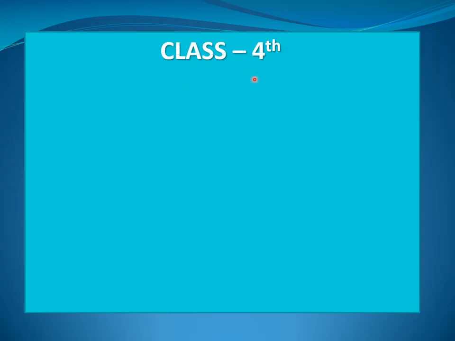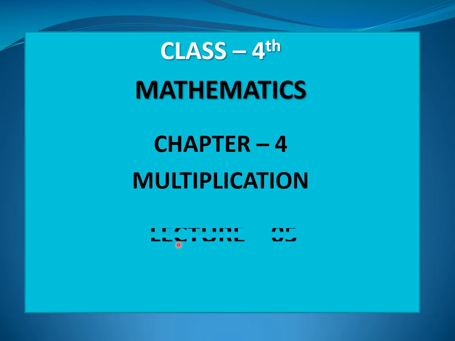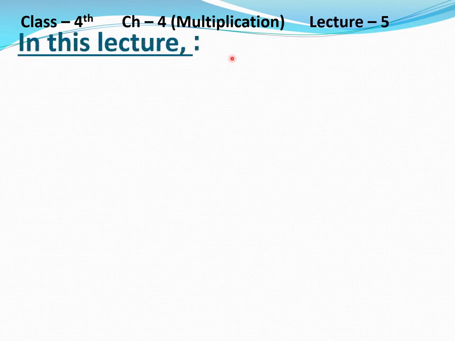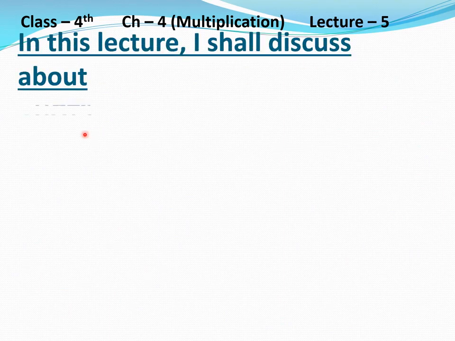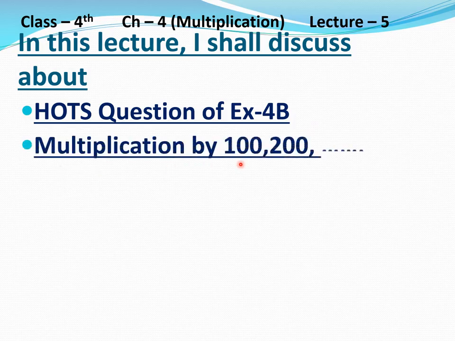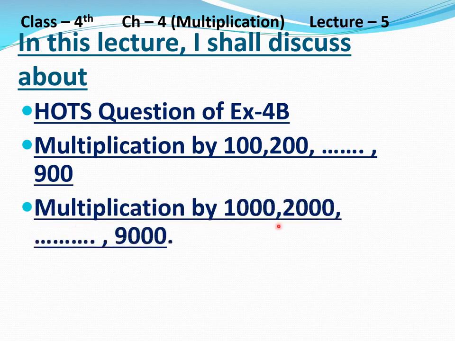This is for class 4th, subject mathematics, chapter number 4, multiplication, and this is our lecture number 5. Now, in this lecture, I shall discuss the Hort's questions of exercise 4b given on page number 44, multiplication by 100, 200 and so on up to 900. Multiplication by 1000, 2000 and so on up to 9000, and exercise 4c.